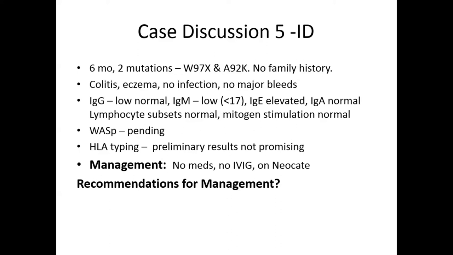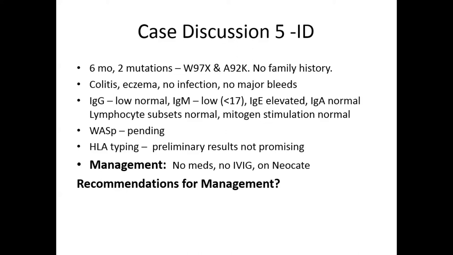Finally, a different mutation. This is actually, I think, easy. He is 6 months old and has two mutations. One of them is a stop mutation, the other a missense mutation. He has colitis and eczema. So far, no infection, no major bleeds, very young.